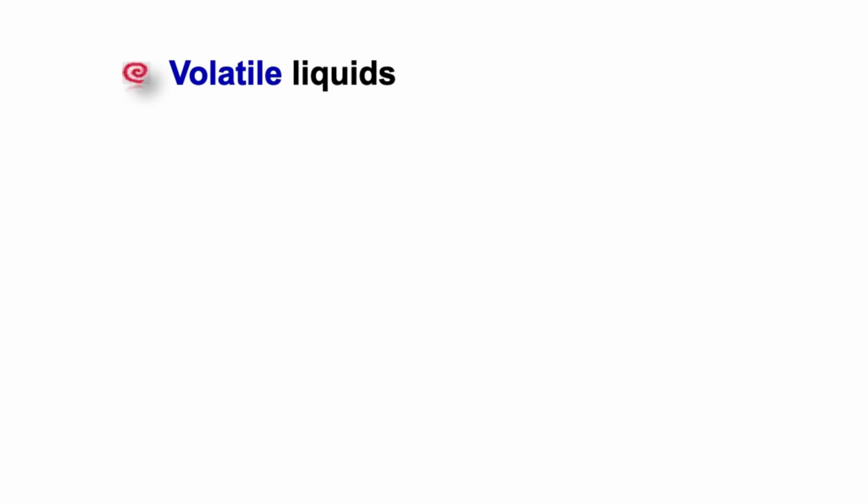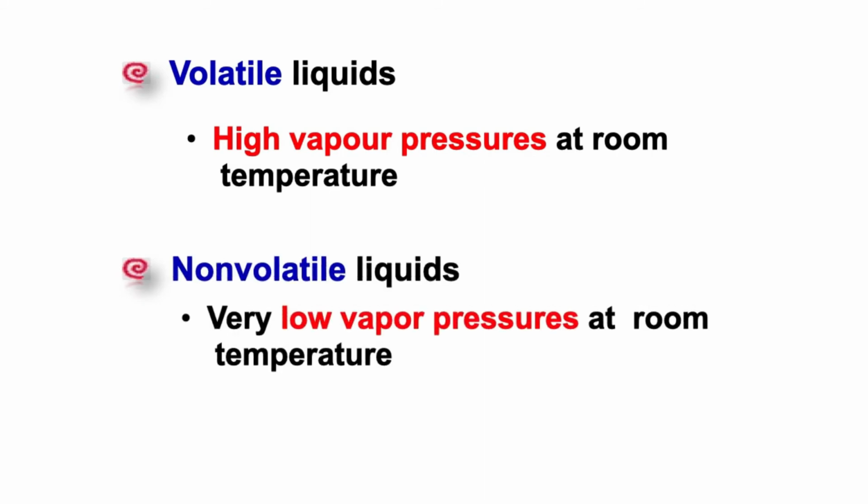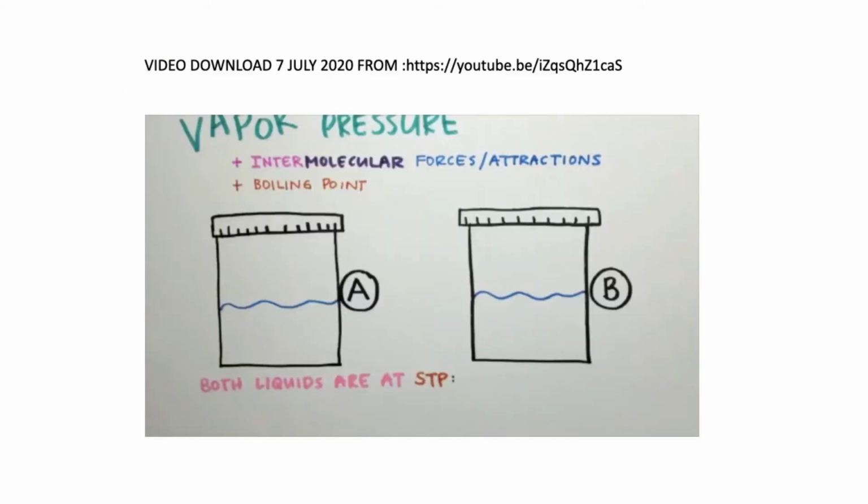Volatile liquids like acetone have high vapor pressures at room temperature, while non-volatile liquids have very low vapor pressures at room temperature. Okay everyone, to have a better understanding of what vapor pressure is, let's watch this video.